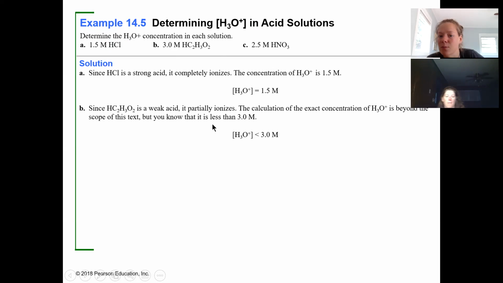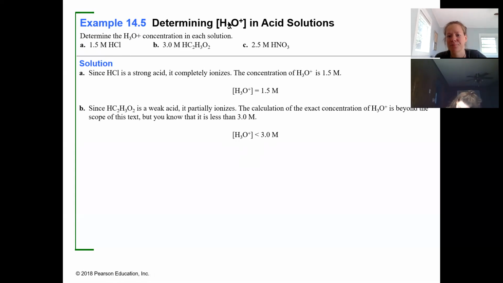So since it's a weak acid, we get partial ionization. If we want to calculate the H3O+ concentration, it's just going to be something less than whatever the original concentration of the compound is. There's not going to be any sort of math for that. This is really the important thing: if it's a strong acid, you can assume that whatever the concentration of the molecule is is also the concentration of the acidic thing.